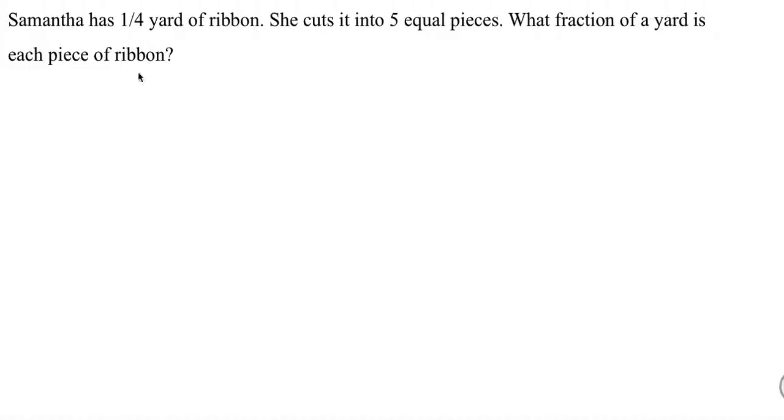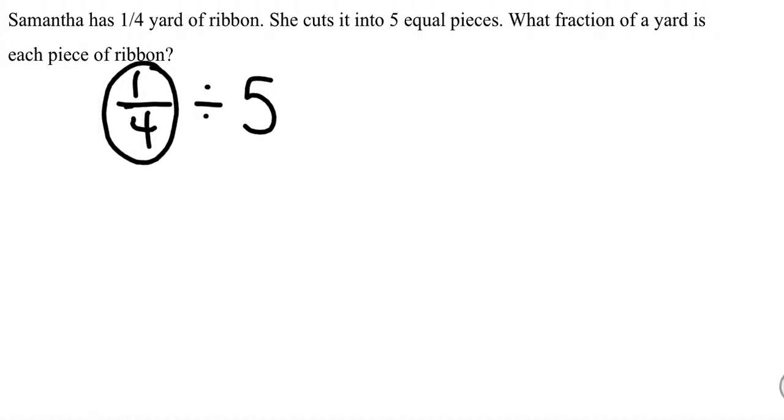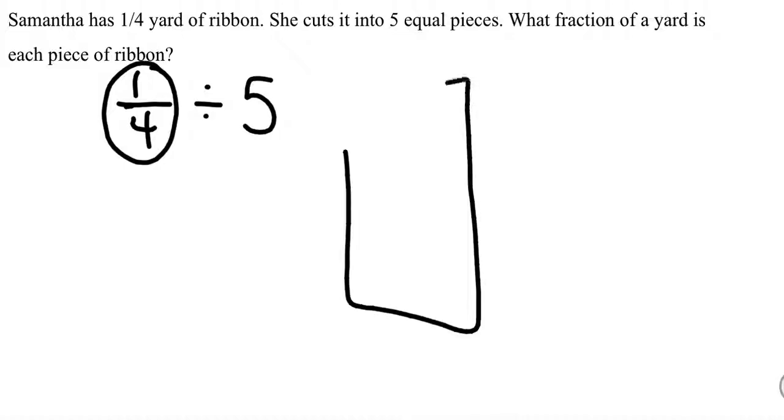We are dividing 1/4 of a yard of ribbon, and we are dividing that 1/4 yard of ribbon into how many pieces? Yes, 5. And we know it's division because we're dividing it into 5 equal pieces. So we're going to start with the first number and represent that with a model: 1/4.